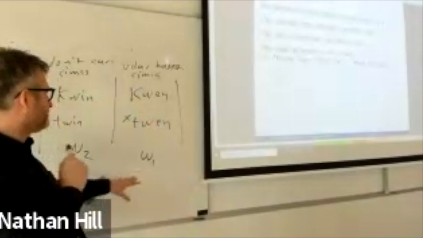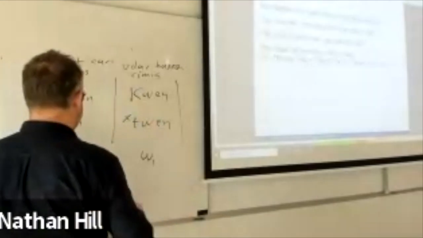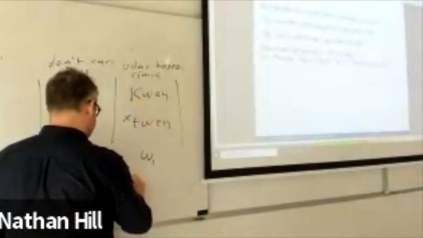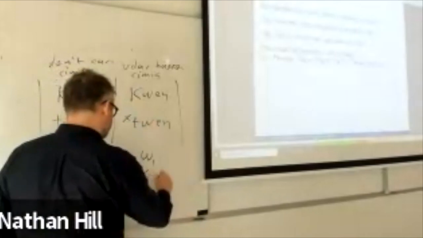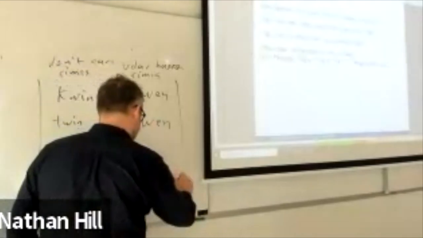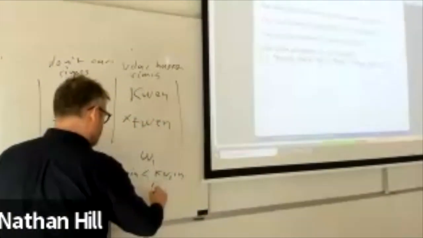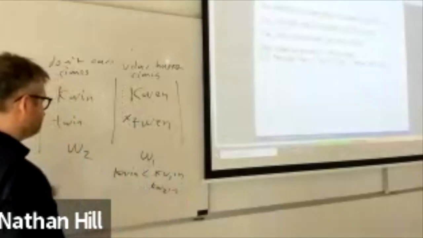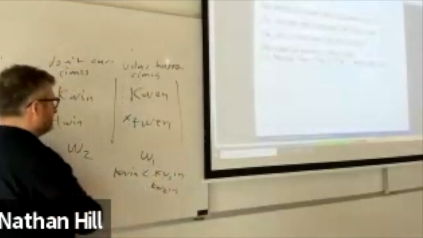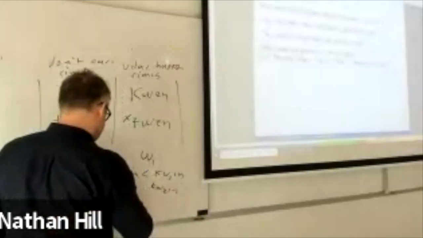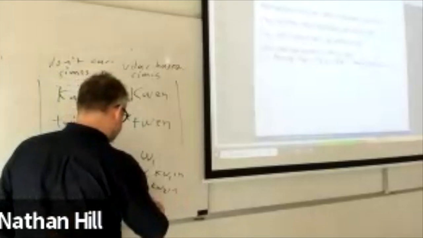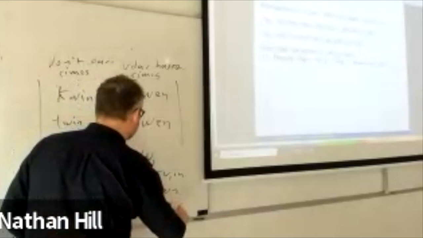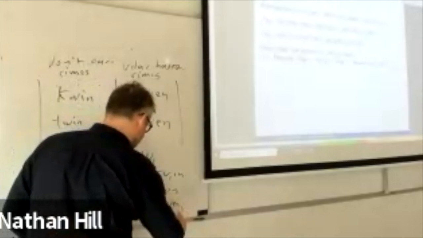Right. Which means that Quinn has two sources. Quinn in Middle Chinese could come from Quinn with W1 or Quinn with W2. But Quinn can only come from this one, from Quinn W1.